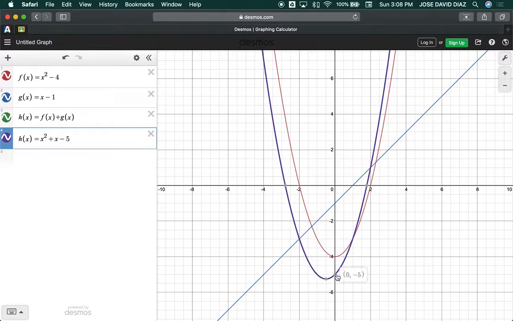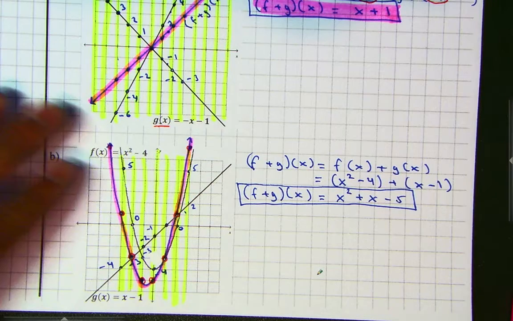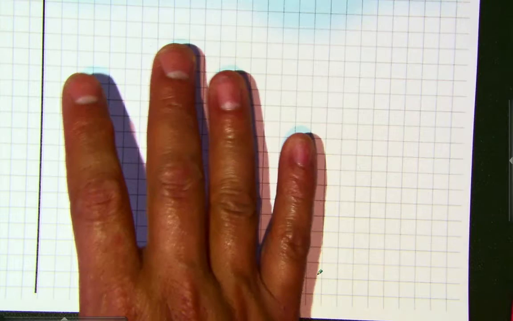We can actually just check some of the points if we want. We should put a point here, a point here. We can make a table, but at this point we don't want to be making a table. But you notice that that matches here, that matches here as well. We'll come back to Desmos in a few minutes.